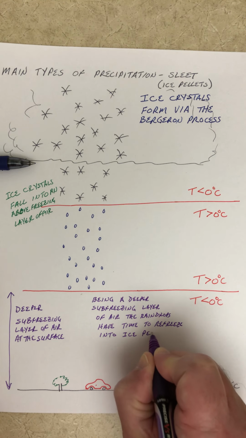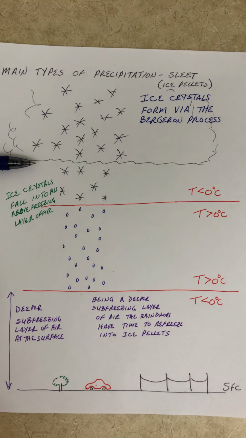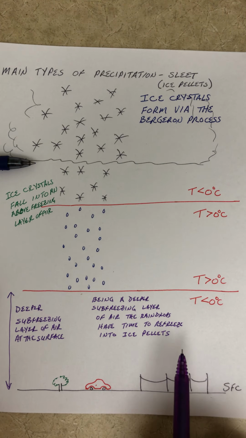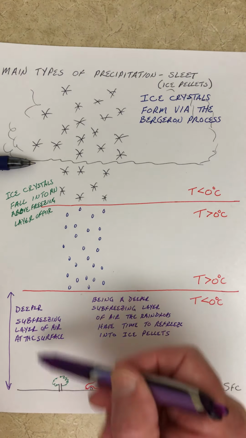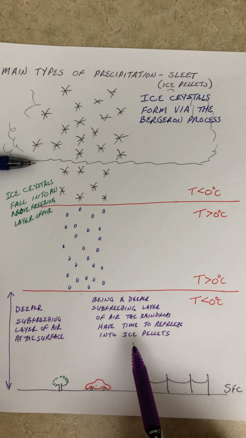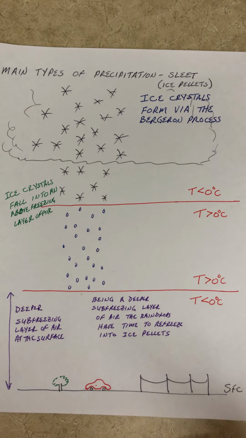Much easier to deal with at the surface than freezing rain. Easily swiped off your windshield, shoveled, or even swept off sidewalks. So this is so much easier to deal with. Once again, all of these objects at the surface are going to be below the freezing point. But because of this deeper sub-freezing layer of air, the raindrops have time to refreeze and will not be coating the surface with a layer of ice.